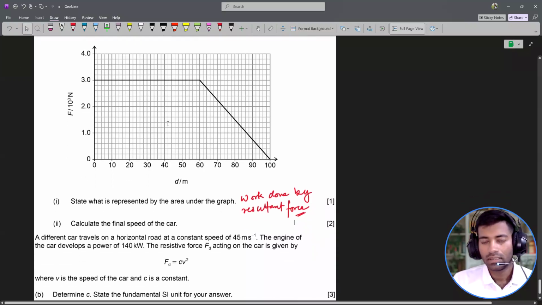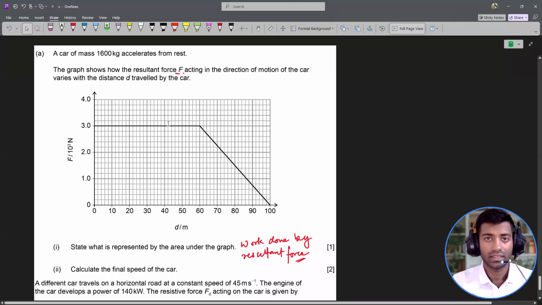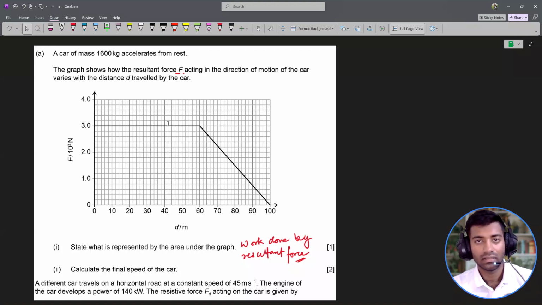Easy. Calculate the final speed of the car. So if you recall from work energy power unit, the work done by an external force on a body equals the change in kinetic energy. So we're just going to make use of that. Now, for the work done by this force, I need to calculate the area under the graph. So there are two ways to do it. Either you can look at the trapezium, right? Or the other way would be to look at a rectangle and a triangle area, and you'll have the work done by the force.